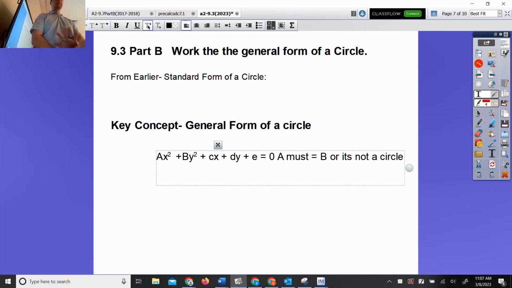Let's see here. You can't do anything with this. You cannot look at this and figure out the radius.